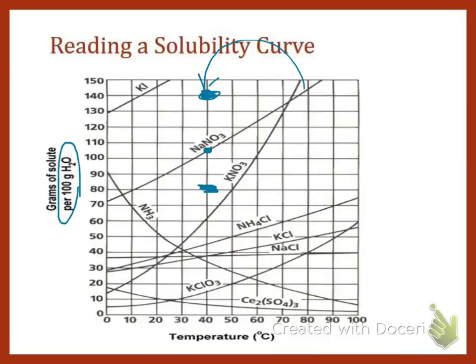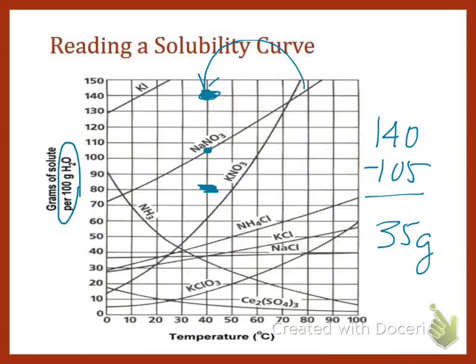How would I do that? 140 minus 105 means 35 grams would crystallize. Because I said 140, right? Yeah, 140. But I cooled it back down. At 80, 140 should dissolve. Well, I should have said 90. You get the gist of it.